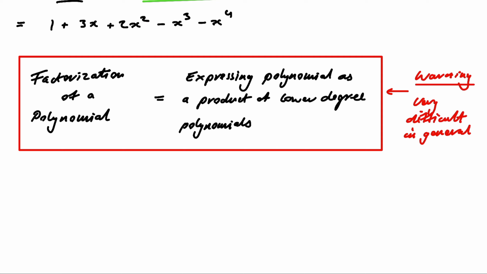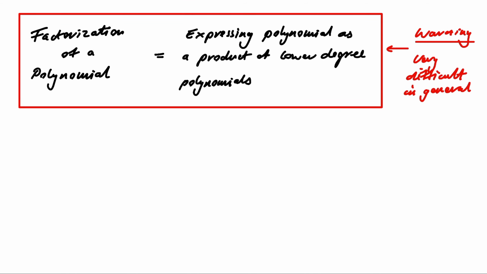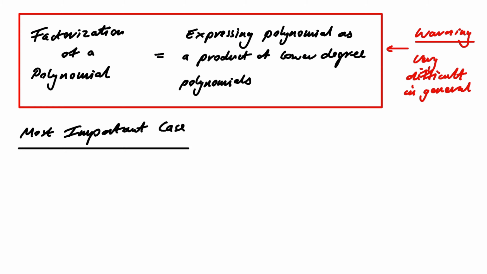But what is true is finding factorizations of quadratic polynomials is very important. So by far the most important case for the courses you're going to do is quadratics. So the most important case is the quadratic scenario. You can't really factor linears because they're already kind of broken up as far as you can go. So quadratic polynomials.